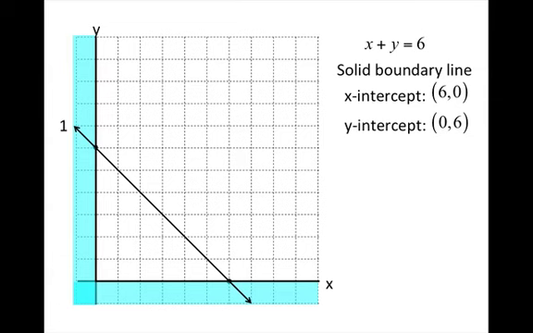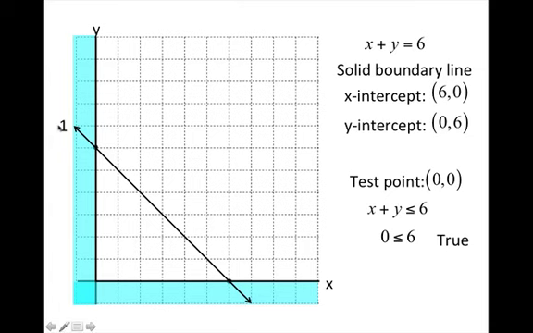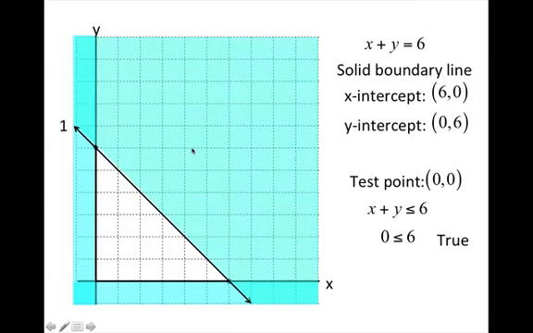Since that does not go through 0, 0, I can test 0, 0. So I go back to my original inequality, x plus y is less than or equal to 6. If I plug in 0, 0, I get 0 is less than or equal to 6. This is true, so that means 0, 0 is true. So every point below the line is true, then every point above the line is false. So I shade or mark out my false area.